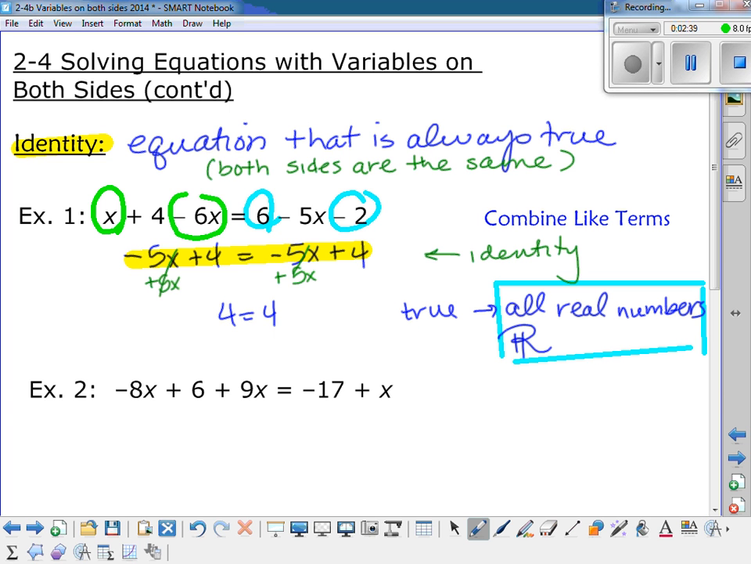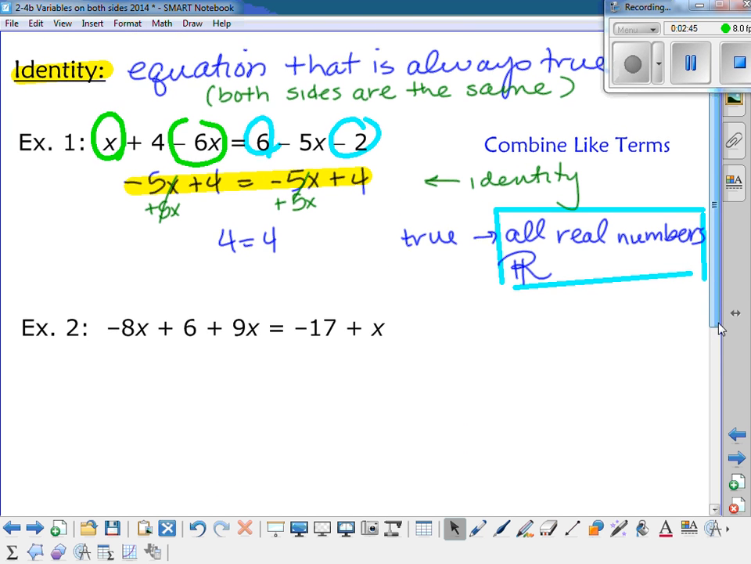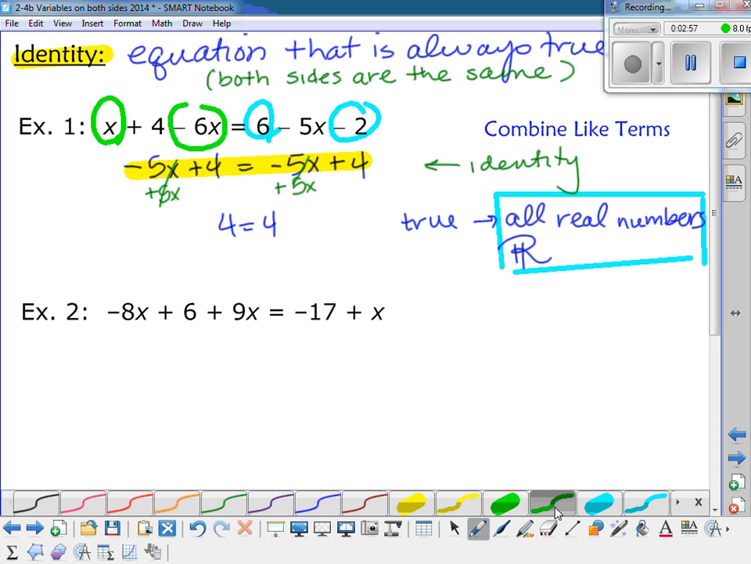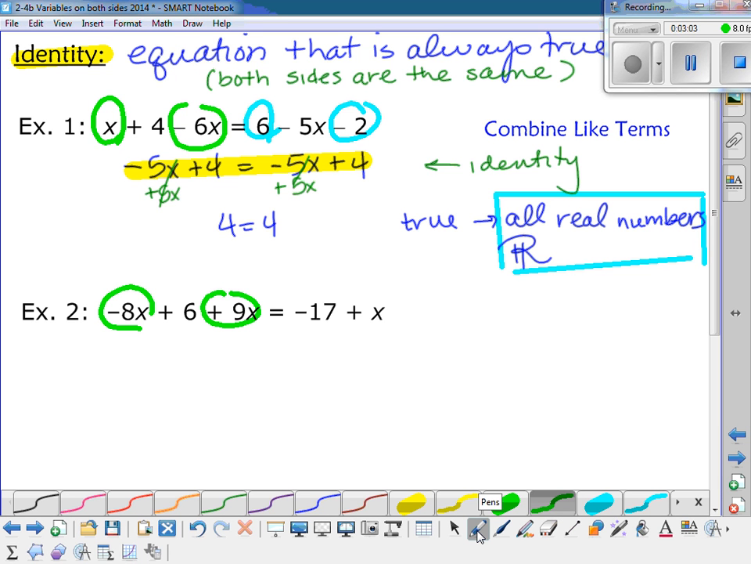But sometimes we have another situation that happens. So this one's also for your notes. We have negative 8x plus 6 plus 9x equals negative 17 plus x. Again, looking at my like terms, I've got a negative 8x and a positive 9x. So 9 minus 8, I'm left with 1x, or x.